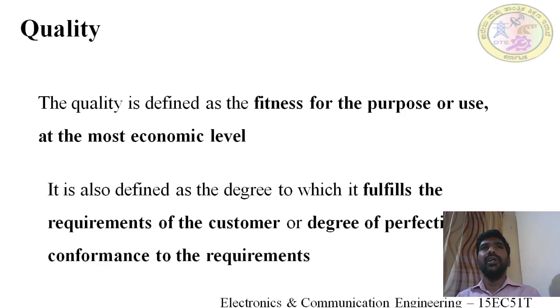What is meant by quality? Quality is defined as fitness for the purpose or use at the most economic level. That means if you go to the market and are trying to buy some vegetable or fruit, you will choose from the lot. That choice will be based on your visual inspection. You will check whether it meets your purpose, your satisfaction, or degree of perfection. Then only will you pick that product or fruit. This is the way you do a visual inspection in the market.